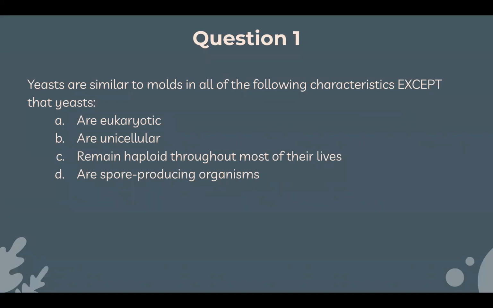Yeah, so yeast and mold are both fungi, so they're both eukaryotes, so A is out. Fungi remain haploid for most of their life cycle, and they also produce spores. So yeast and mold have that in common. Yeast are actually unicellular, whereas mold is multicellular. So that's why B is our answer. You're right that this is kind of a random fact. Does that make sense?